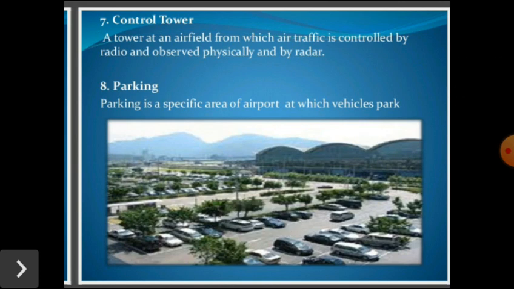And finally, the control tower. A tower at an airfield from which air traffic is controlled by radio and observed physically and by radar. And parking. Parking is a specific area of the airport at which vehicles park. So parking includes the airside area specified for aircraft parking, and the landside area for passengers' vehicle parking and airport staff parking. So these are the layout and components of an airport.